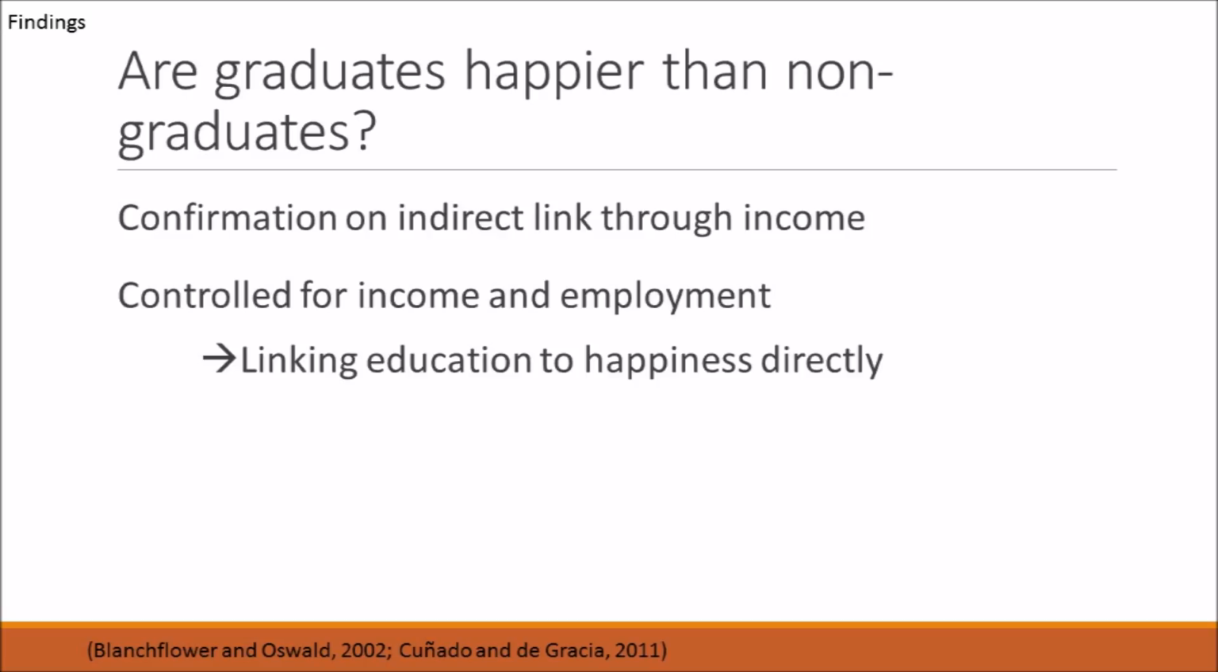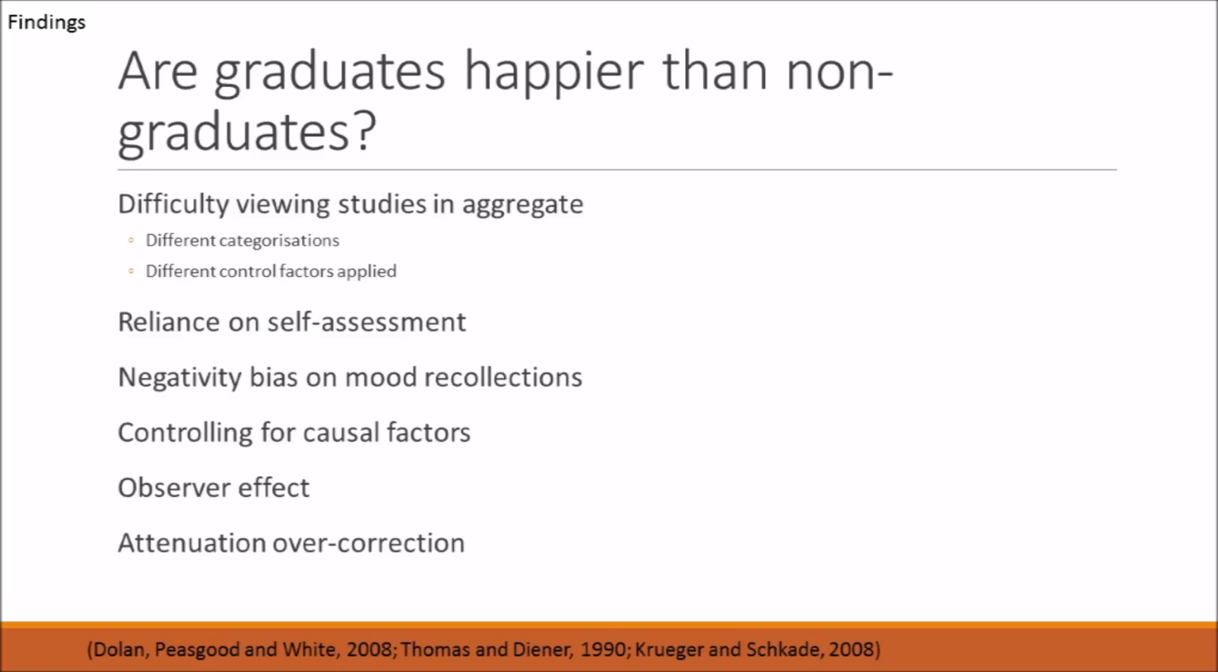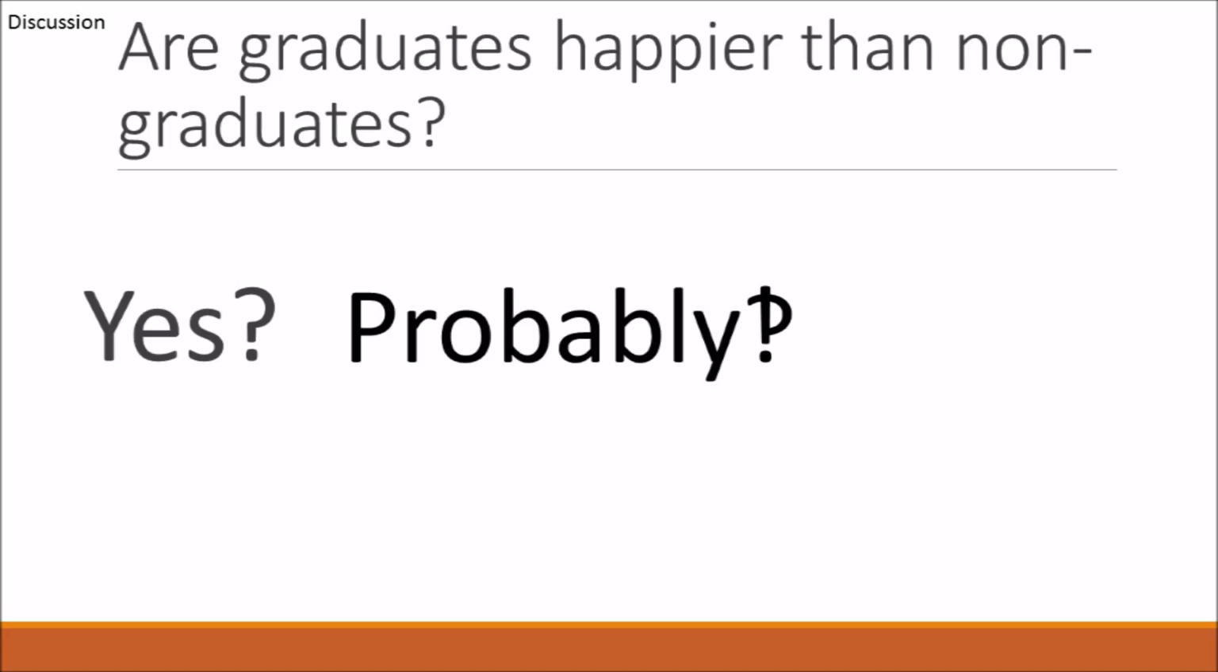A review of the literature largely confirmed these findings, though it did find some flaws with the methodology, such as the use of subjective well-being assessments. Are graduates happier than non-graduates? While there are limitations to researchers' ability to accurately measure and control for such factors, it does appear that education level has an impact on happiness, both indirectly through an increase in employment and income, as well as directly.